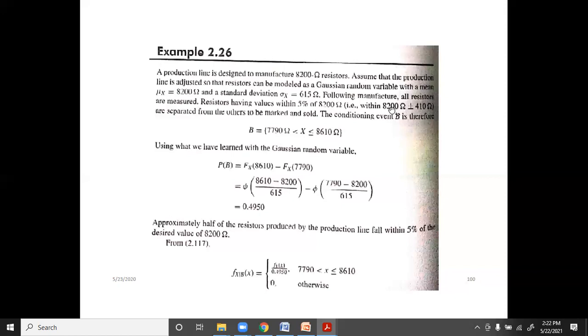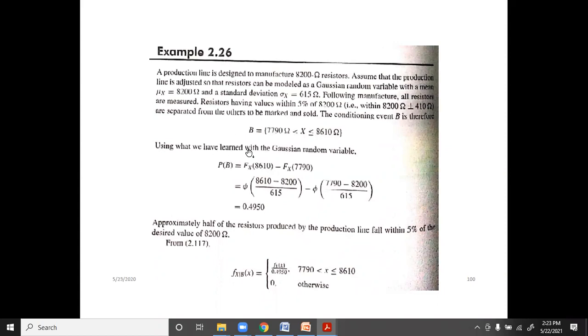So if this is given, we should be able to write this, or if this is given, we should be able to consider that itself. So the conditioned event B is when we write the range within 8,200 minus 410 to 8,200 plus 410, that will give us 7790 ohms less than X less than 8610 ohms. Okay, this will be the value.